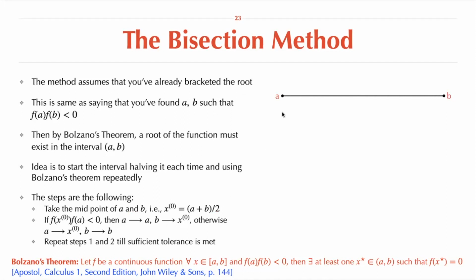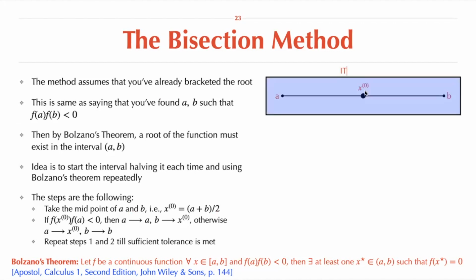Let's say you have these two points a and b, between which you know that there exists at least one root because of this condition. Then you take the midpoint of a and b, which is x0. That's your iteration 1, but it won't be a very good estimate. So now we will go to iteration 2.